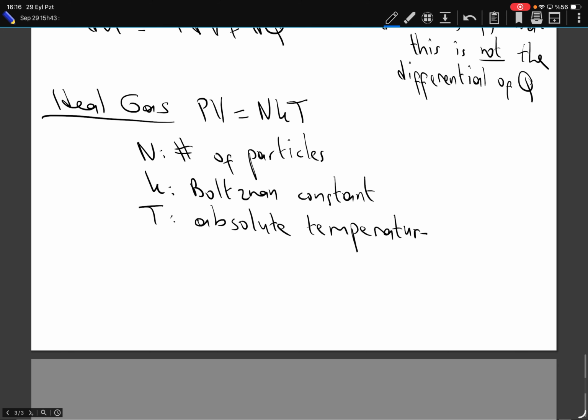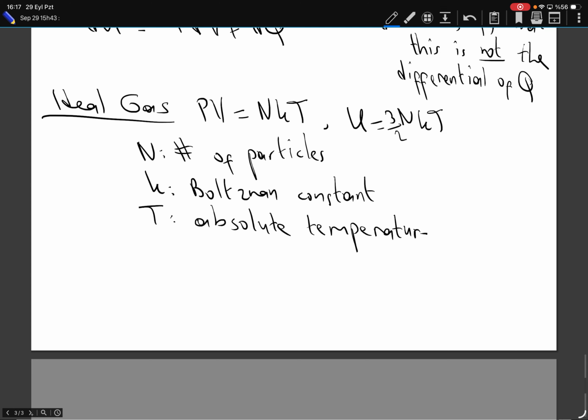So what does this tell me? There is another relation: U is equal to 3/2 nKT. U is the internal energy. These properties of the ideal gas, we will derive them later on. But let's just use them for the time being.